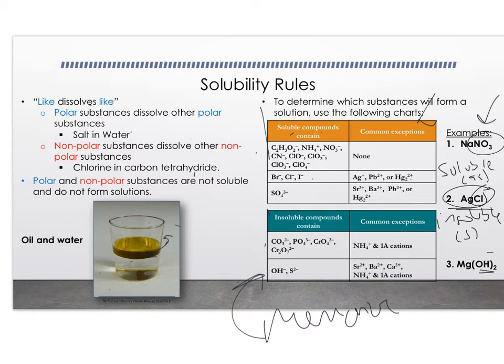Well, the hydroxide, OH, is in your insoluble section. However, there are exceptions to it. If it's bonded with a strontium, barium, calcium, ammonium, or any of your 1A, so your alkali metals, which it's not because magnesium is in group number 2, but that one's not listed. So this insoluble substance will stay insoluble and it'll completely stay as a solid if you try to dissolve it.